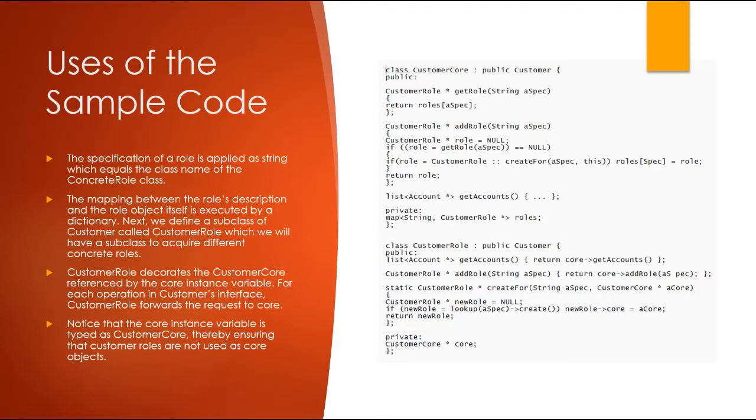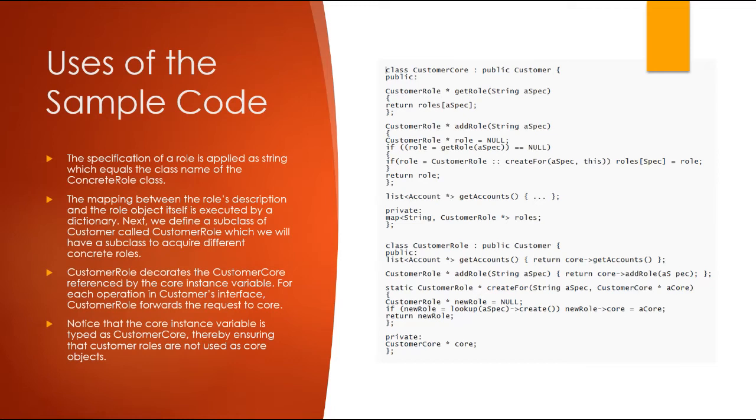Then, in the use of the sample code, the specification of a role is applied as a string, which equals the class name of the concrete role class. The mapping between the role's description and the role object is executed by a dictionary.